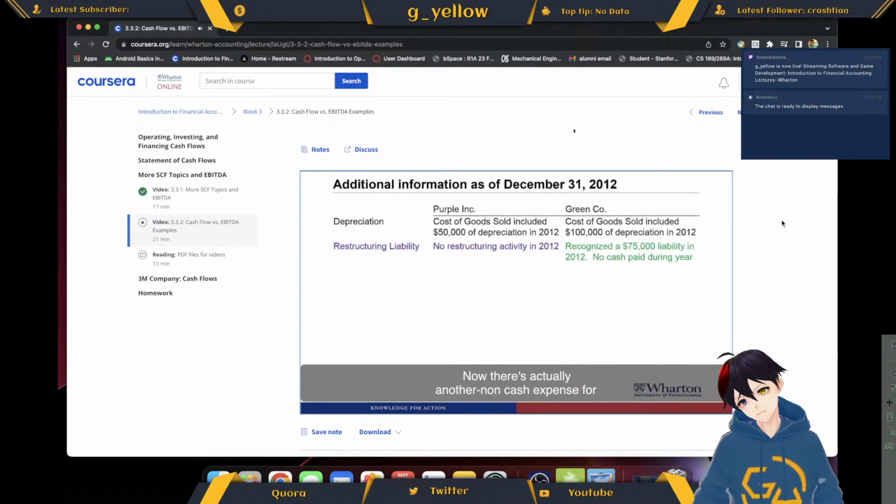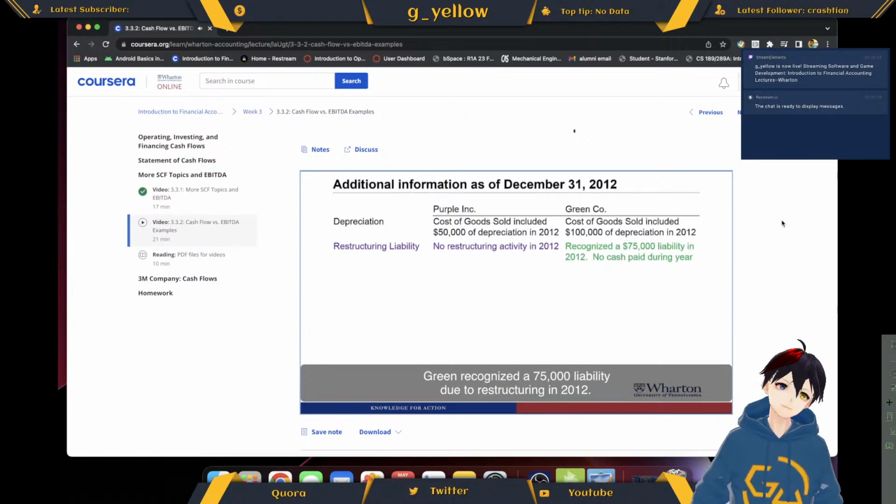Now, there's actually another non-cash expense for at least one of these companies, and that's an expense due to restructuring. So Purple had no restructuring activity in 2012. Green recognized a $75,000 liability due to restructuring in 2012, but did not pay any cash on that liability during the year.